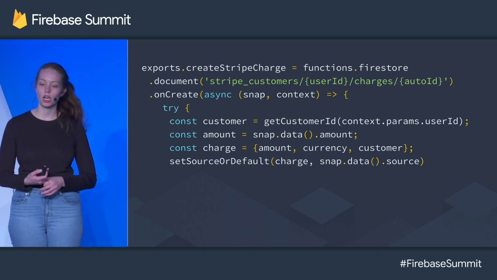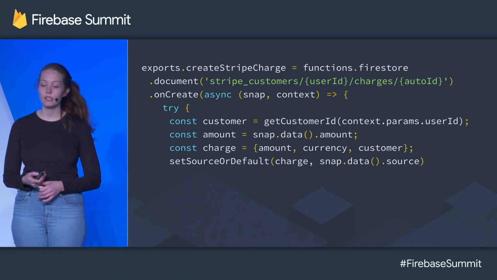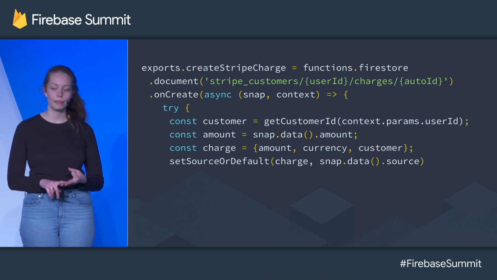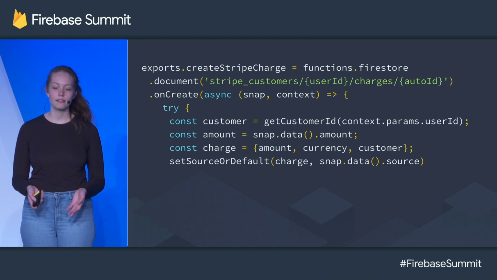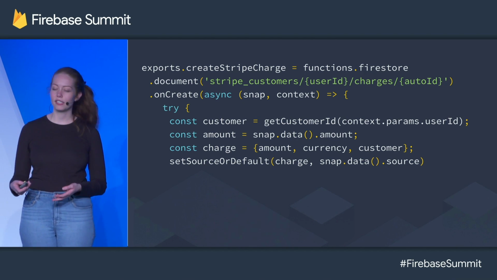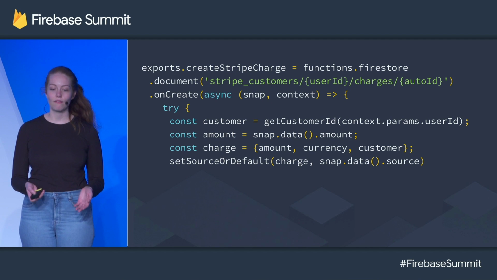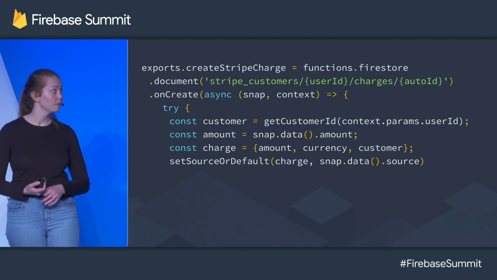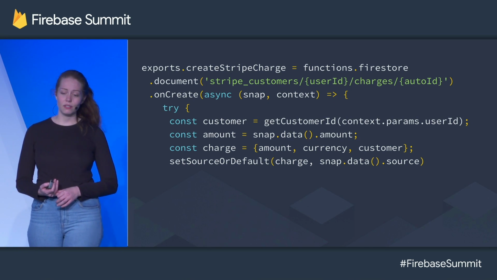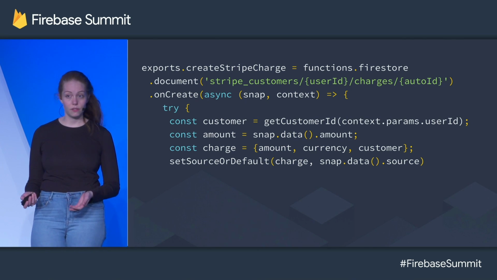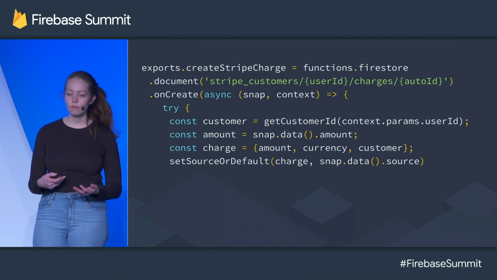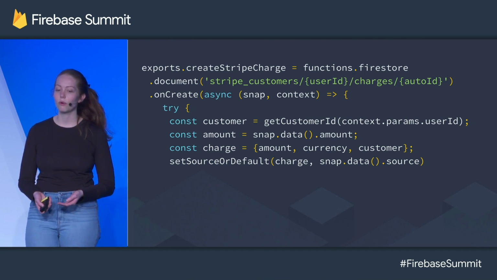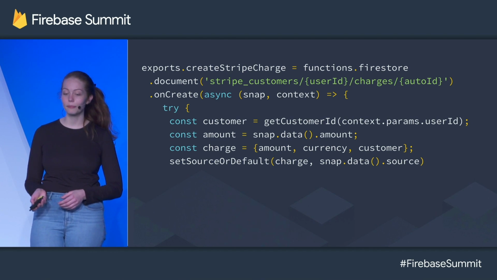Then we create a charge. So a charge is made up of the amount, the currency, and the customer. So the user passes in the amount. We have the currency as a constant. And then we have the customer from the database. The next thing we need to do is set source or default. So the source is the credit card that we added. So maybe the client is requesting to use a specific credit card, or we need to use the default one on the account.